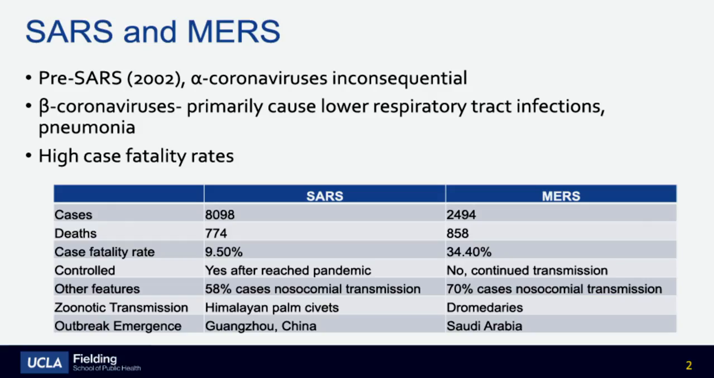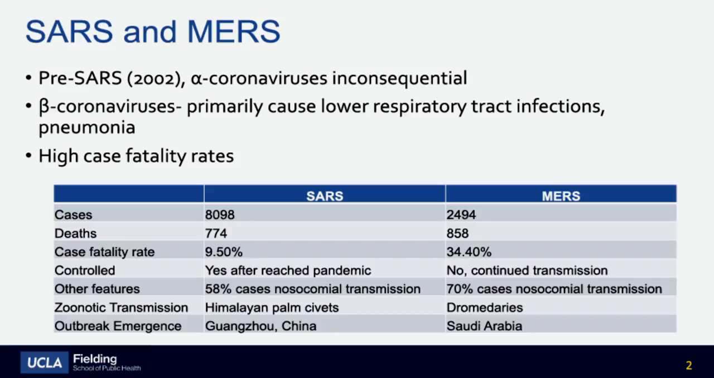SARS, which occurred back in 2002-2003, and that is the severe acute respiratory syndrome, and that one was, we had about 8,000 cases, we had 774 deaths, and so the case fatality rate was around 10%, 9.5. It was controlled after about a year and a half. We know that it came from horseshoe bats and jumped into palm civets and then spread globally.